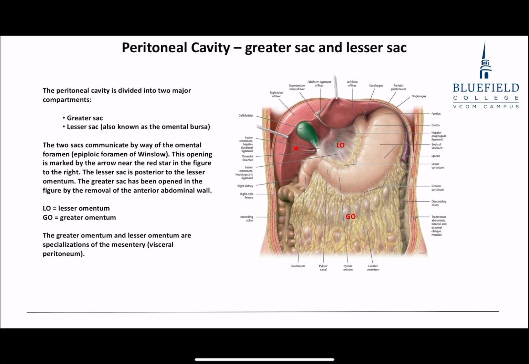The transverse colon is intraperitoneal, so it's completely surrounded by visceral peritoneum. But that visceral peritoneum then comes off of the transverse colon and forms a mesentery that attaches to the posterior abdominal wall. So we can move the transverse colon around a little bit. The transverse mesocolon forms that leash. And the transverse mesocolon itself is attached to the posterior abdominal wall.